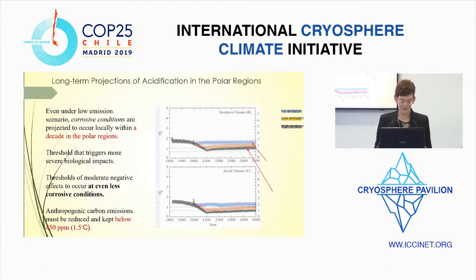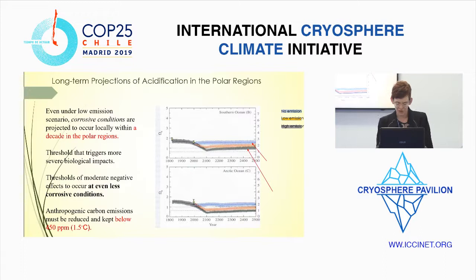And what's really obvious is that regardless of the scenarios, we're going to see these corrosive conditions. This is called the aragonite saturation state, which has been defined by the previous speakers, and it will be occurring within a decade in these polar regions. What we see here is that the Arctic is actually much more impacted because of the other stressors that are reducing aragonite saturation state, so more corrosive conditions compared to the Southern Ocean. And here are the scenarios: in blue, no emission, in orange, low emission and high emission.